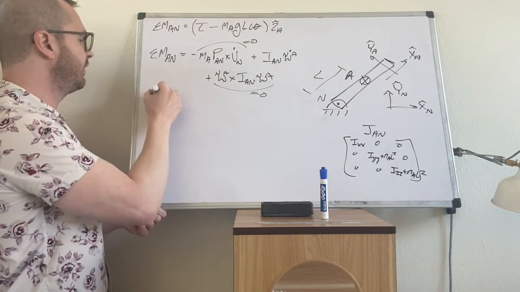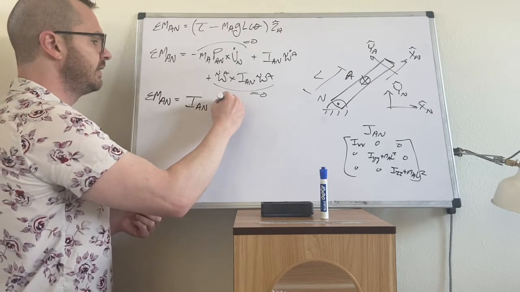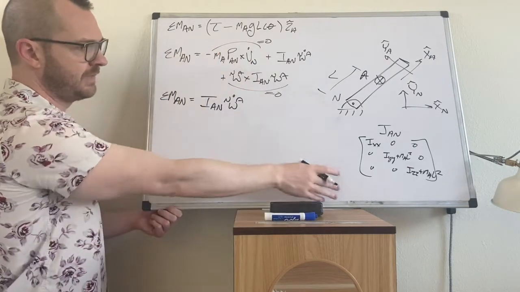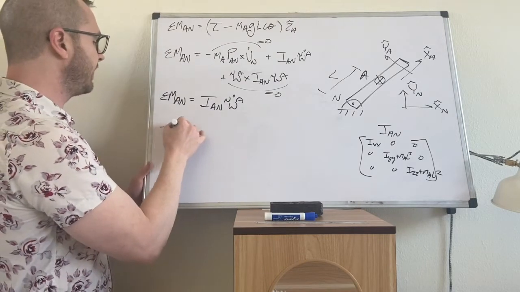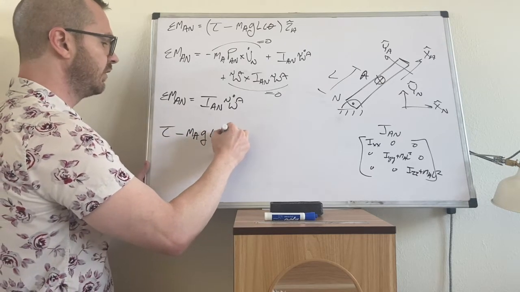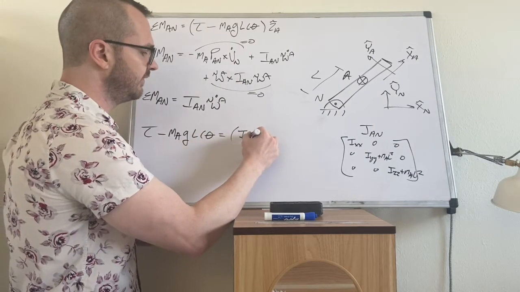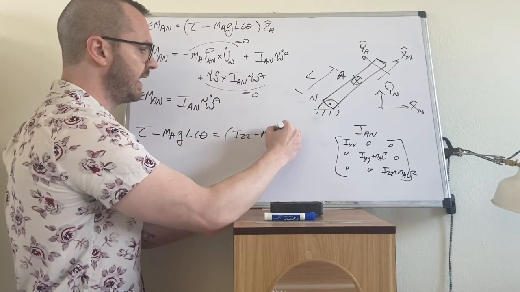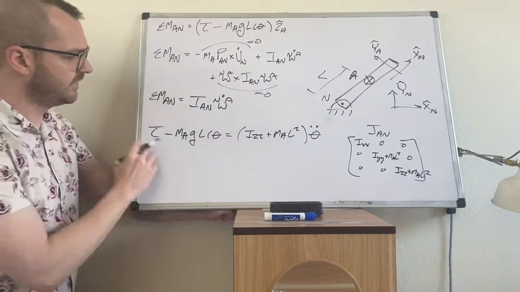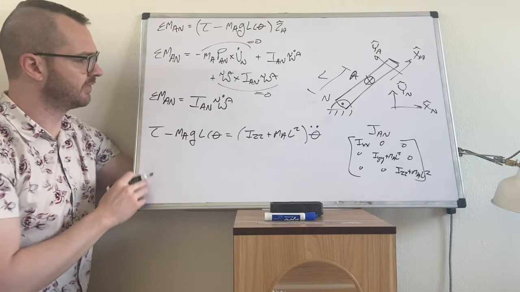What we are left with now, sum of moments on A about N, is going to equal IAN omega NA dot. So let's just take the things we have and put them together. The left-hand side is going to be tau minus MAG L cosine theta, and the right-hand side is going to be IZZ plus MAL squared times theta double dot. This is, of course, all still vector. I'm dropping that z hat A notation and I'm just writing the scalar equations.